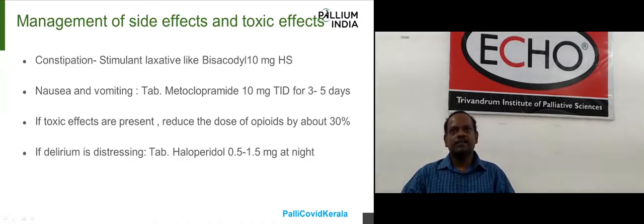If the patient has toxic effects like delirium, myoclonus, or extreme drowsiness, then it is an indication to reduce the dose of opioids. Usually, we can reduce the dose by 30%. And if the delirium is distressing, then antipsychotics like haloperidol would be needed in a smaller dose, like 0.5 to 1.5 milligrams. And it can be repeated if needed.